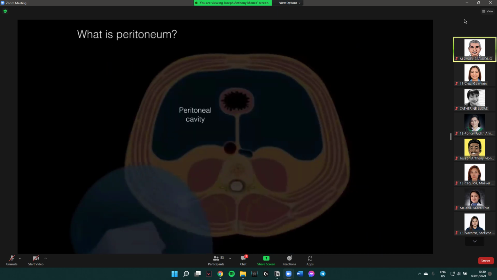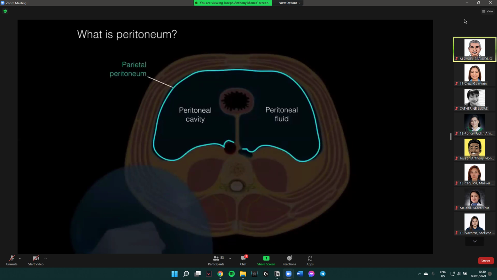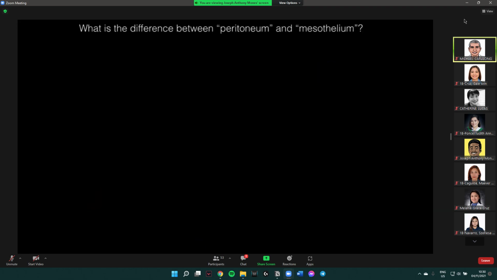So what is peritoneum? Well, there's our peritoneal cavity filled with peritoneal fluid, and the parietal peritoneum forms the wall, and the mesentery, this double membrane, and the visceral peritoneum that lines the organs. And all the parietal peritoneum, mesentery, and visceral peritoneum are all continuous with each other.